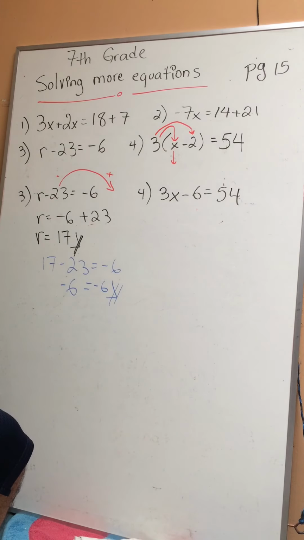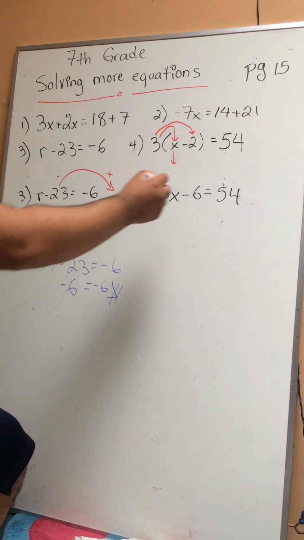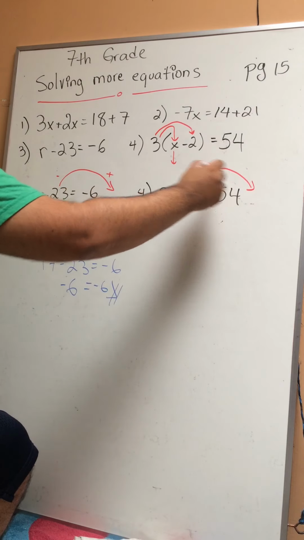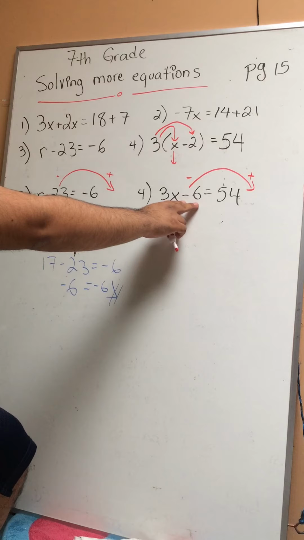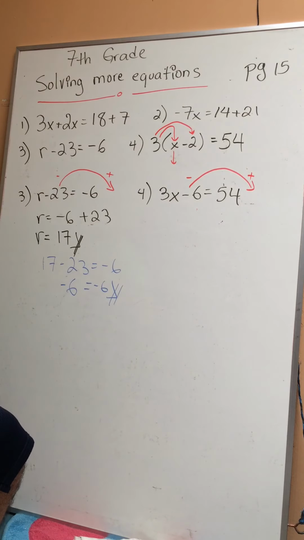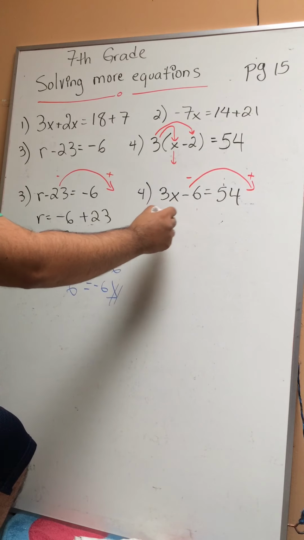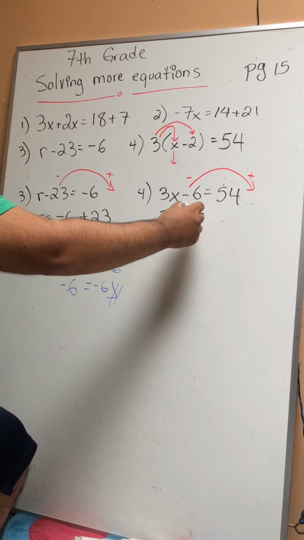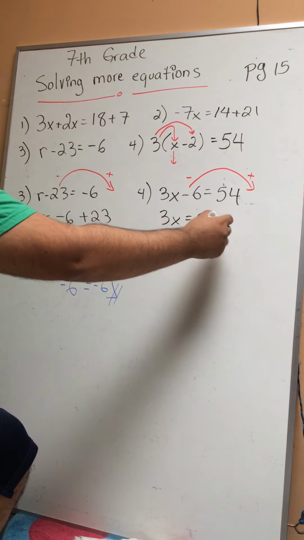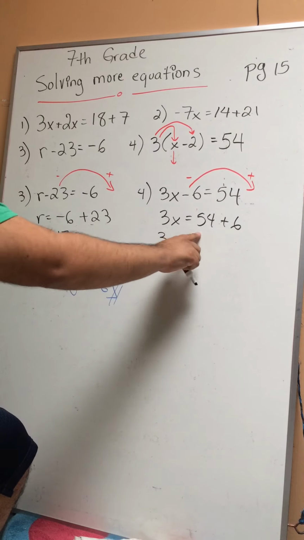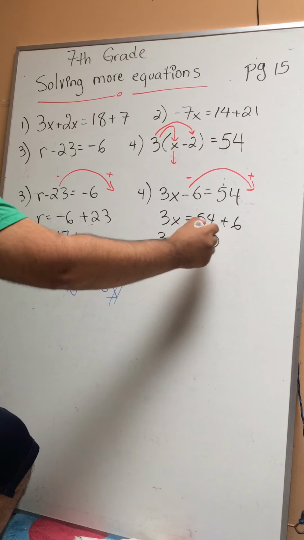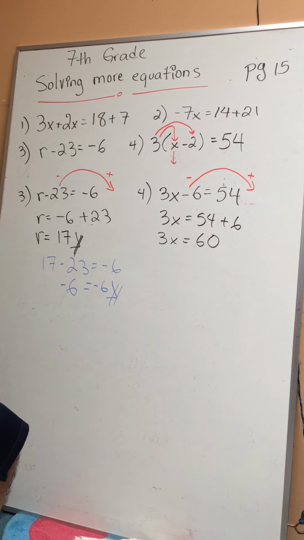Now, this number is negative. How do I switch it to the other side? Positive. Why? Because we are subtracting. When we subtract, we change the sign. So we have 3x equals 54 plus 6. 3x equals 60.